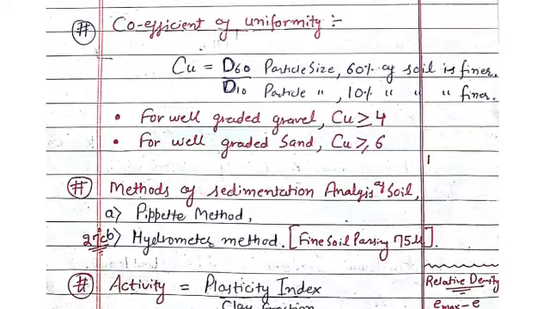Next one is methods of sedimentation analysis of soil, that is number 1, by pipette method, and second one is hydrometer method. In hydrometer method, soil passing through 75 micron is taken, and this test is done at 25 degrees Celsius temperature.